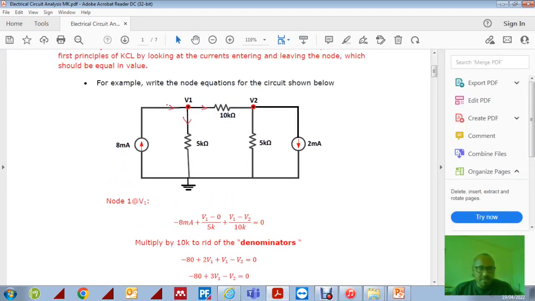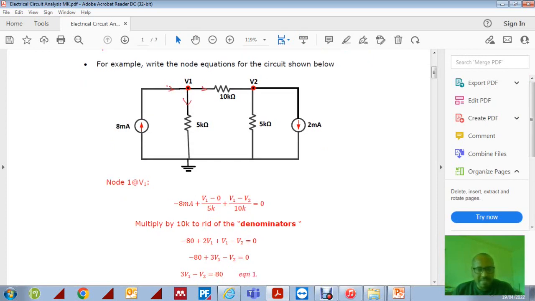So if we look at this one, this is entering the circuit, and then these two are leaving. So this current is coming from that side, and then leaving the node, and then leaving the node. So that's why we just put plus plus. Leaving the node plus and entering the node minus, which means equals to 0.